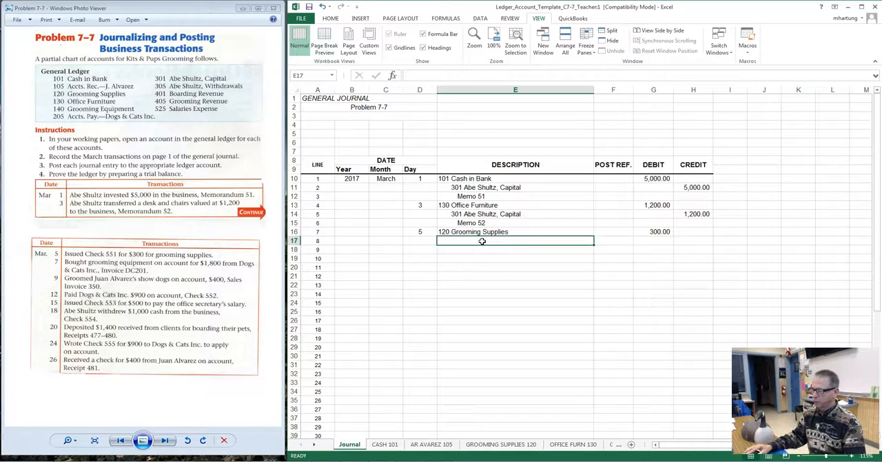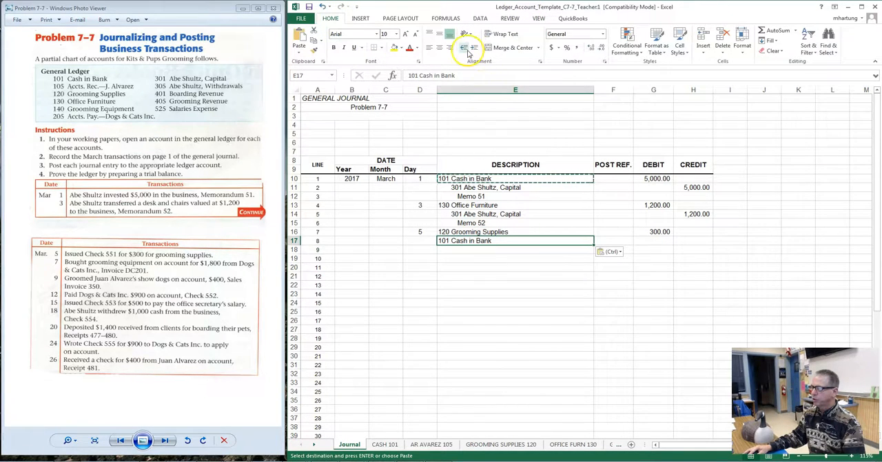And how did we pay for it? With cash. And so once again, we can come up here, Control C to copy, Control V, indent. Don't want to forget that, right? Because that one didn't indent automatically for us. So we want to make sure that our credits are indented. And there's a decrease of cash, $300.